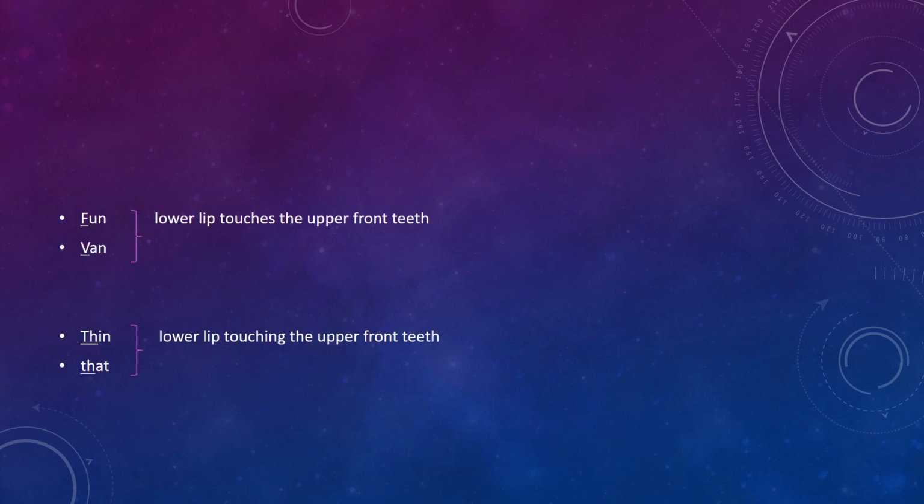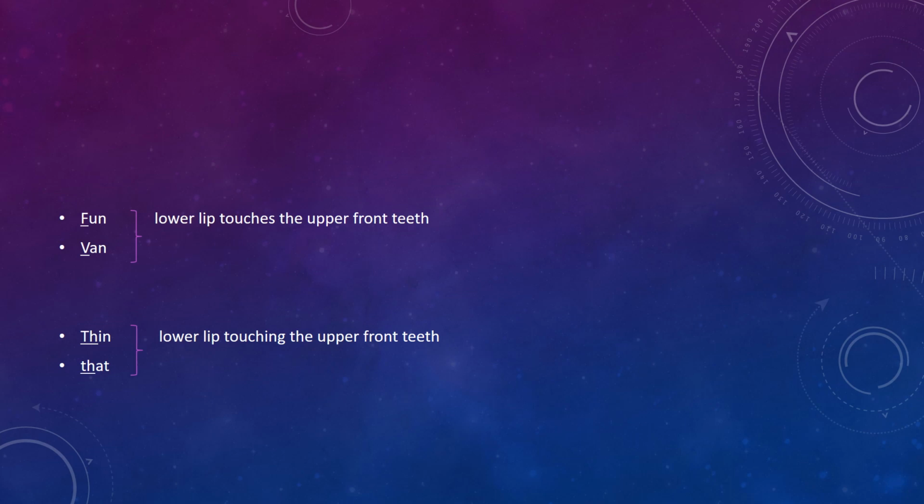The next set of sounds are fa, va. Fa as in fun, va as in van. Here, the lower lip is touching the upper front teeth. If you observe, when you say fa and va, the lower lip is touching the upper front teeth.